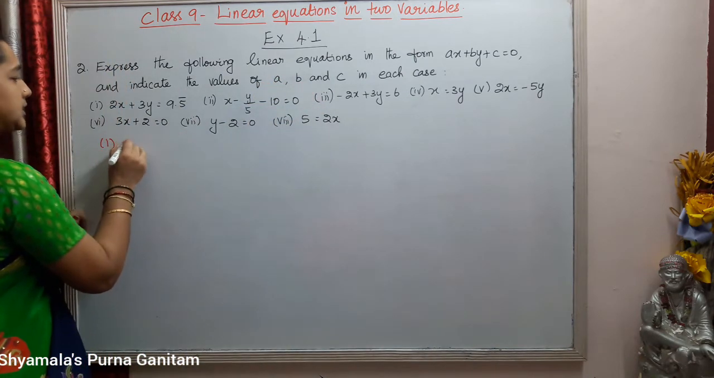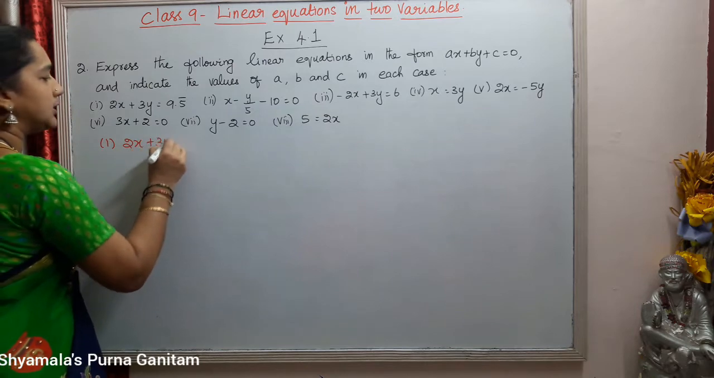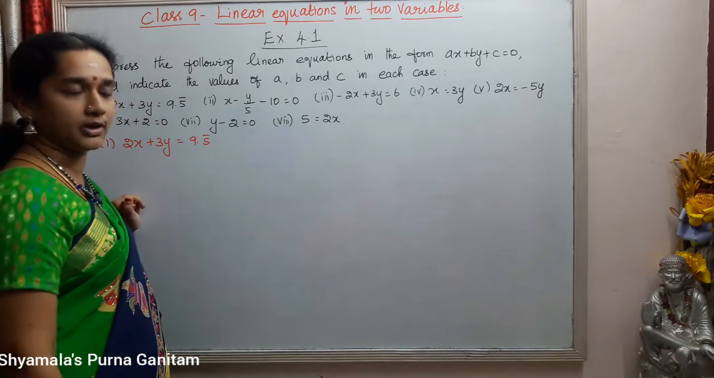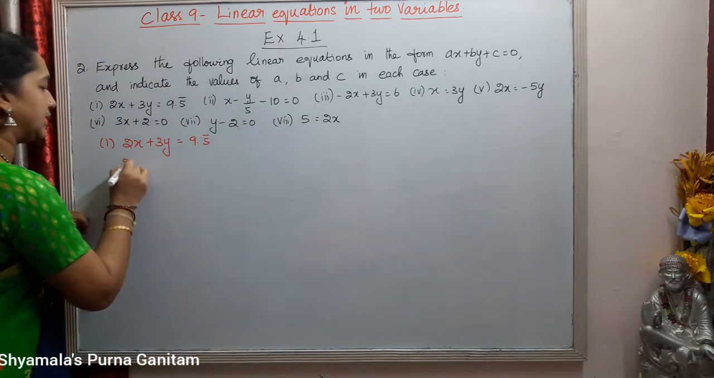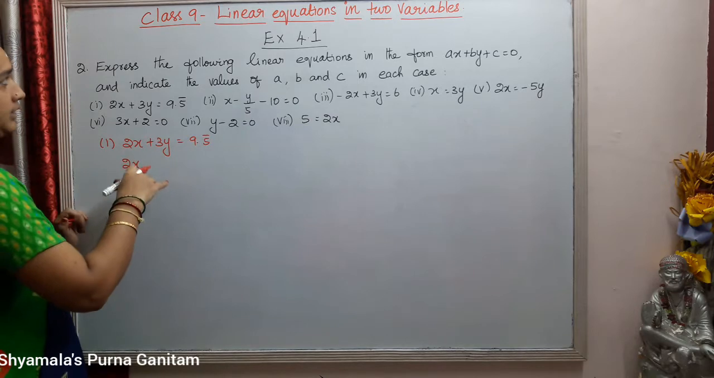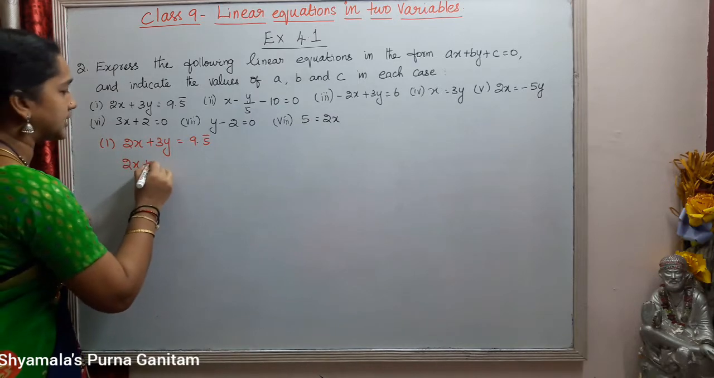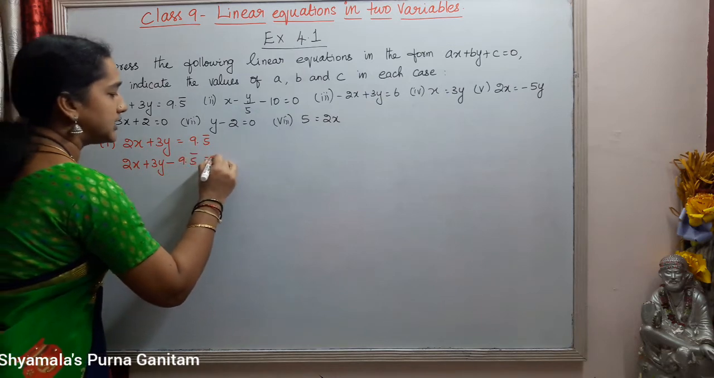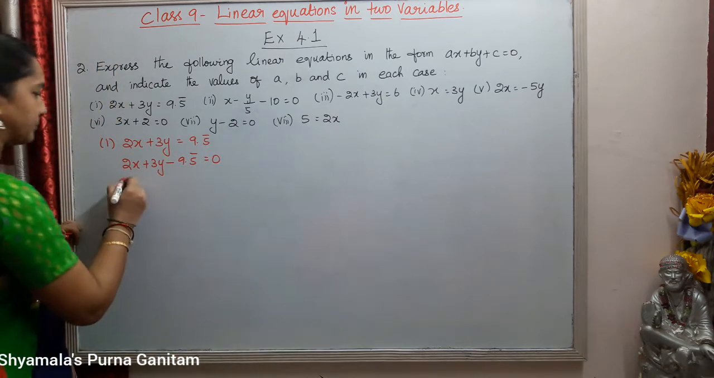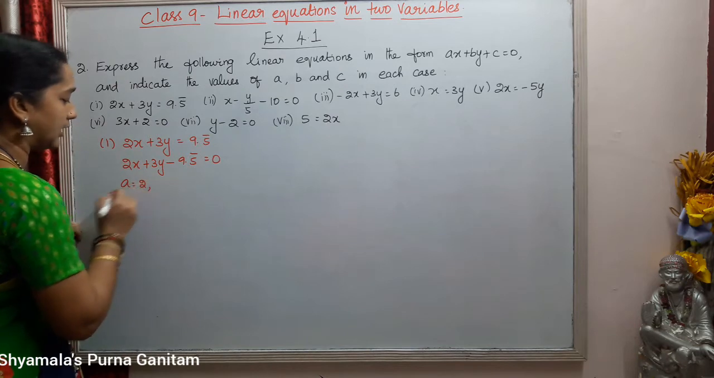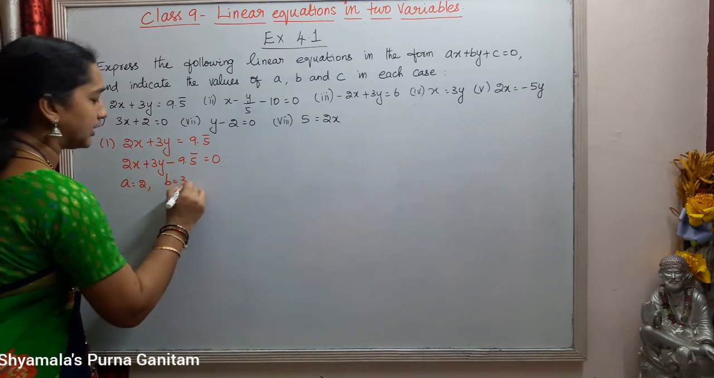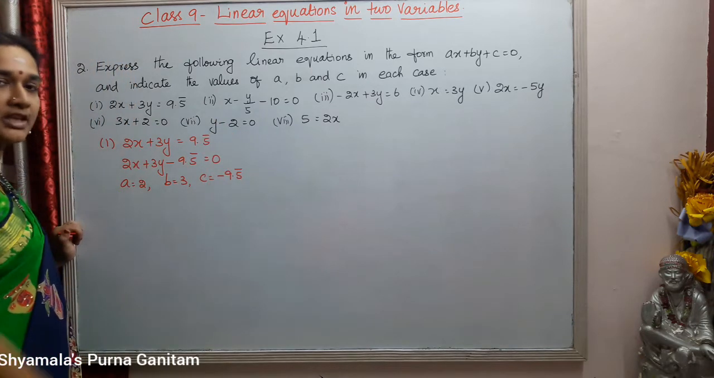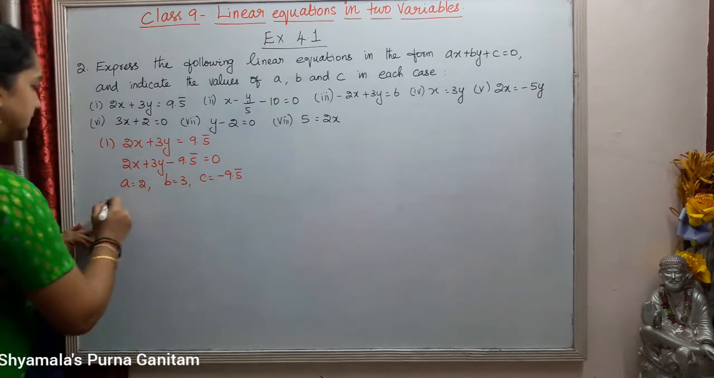So first sum is 2x plus 3y is equal to 9.5 bar. This means 5 will be going on and on. Okay, so we are asked to express it in the general form. So 2x plus 3y minus 9.5 bar is equal to 0. So this is the general form. So the values are, a is 2, b is 3 and c is minus 9.5 bar. These are the values of a, b and c.